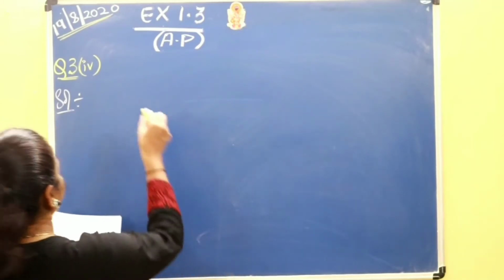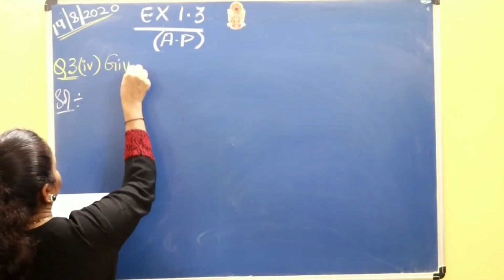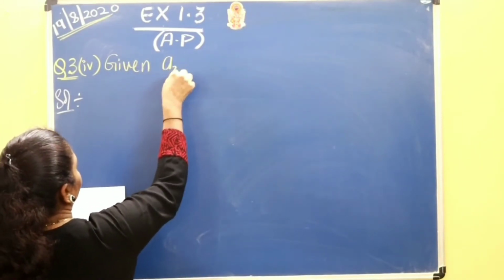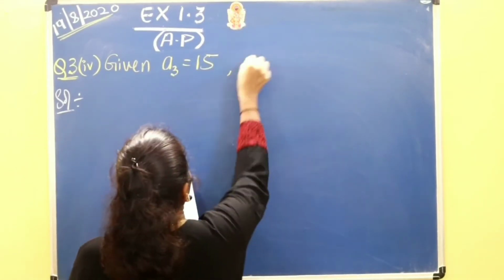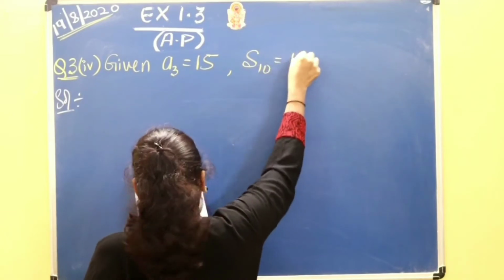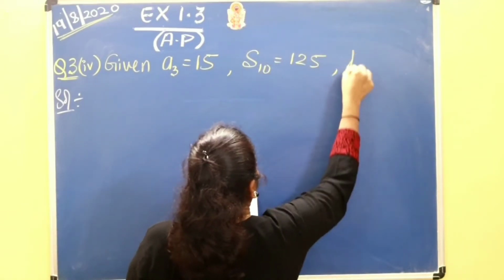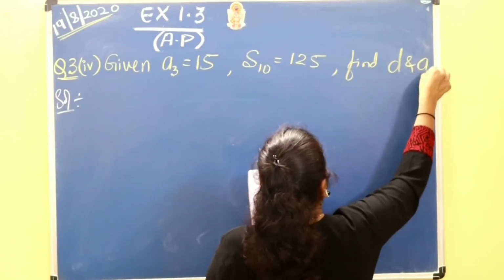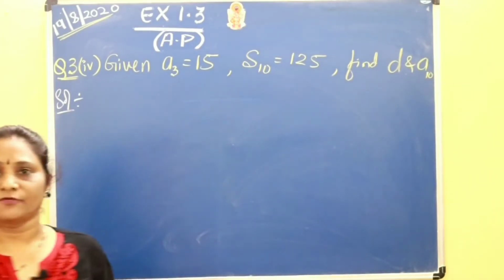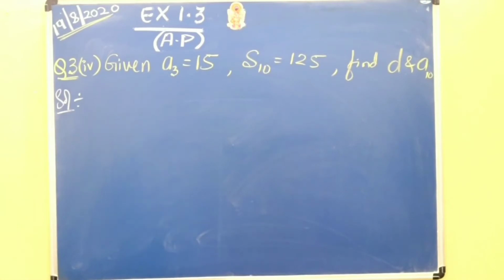Given a3 is equal to 15, S10 is equal to 125. You have to find d and a10.